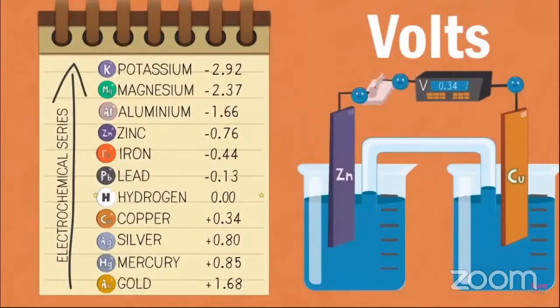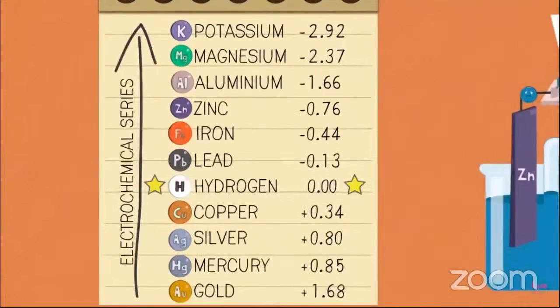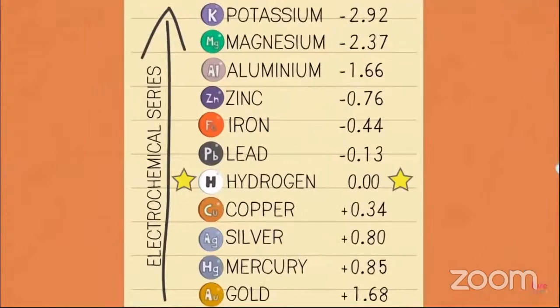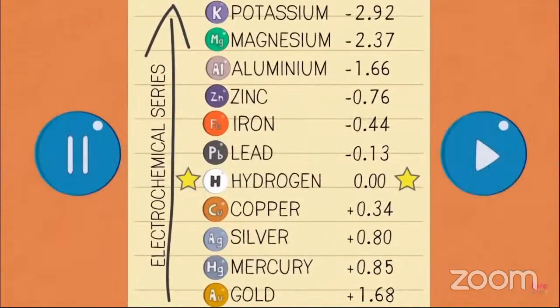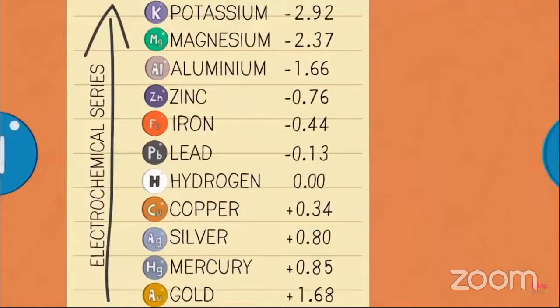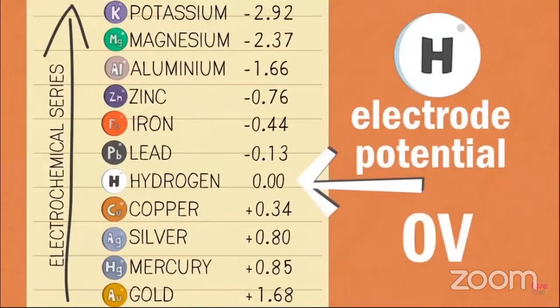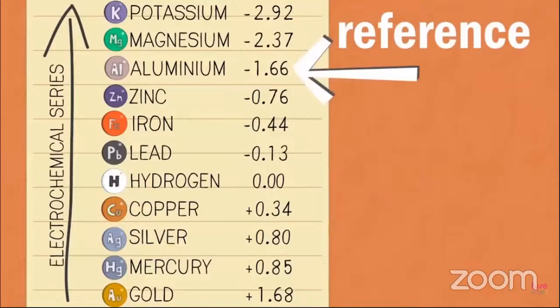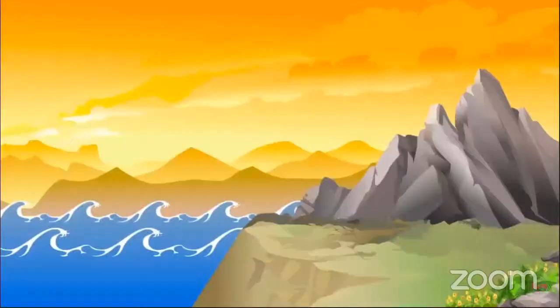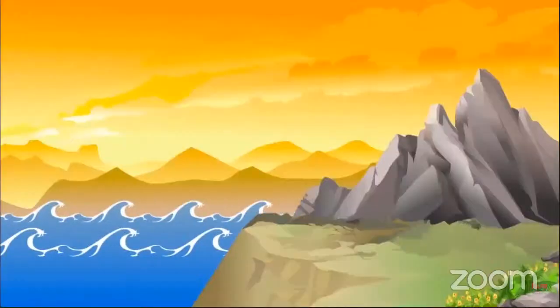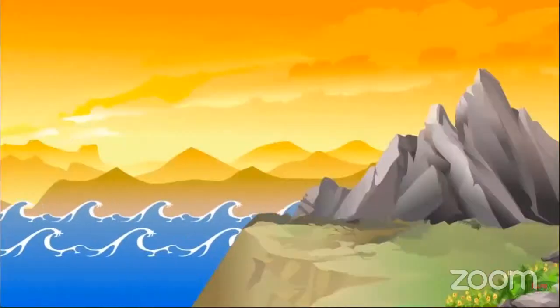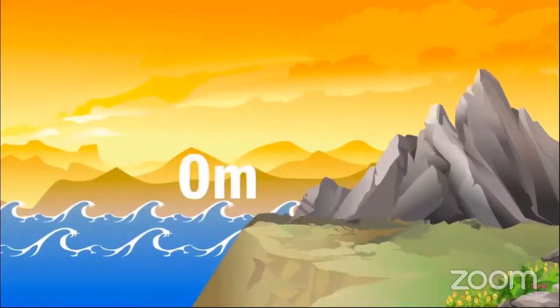What do you notice about hydrogen's voltage, and what is the significance of this? Pause the video and continue when you are ready. The answer is that hydrogen has an electrode potential of 0 volts. The significance of this is that it acts as a reference. All other electrode potentials are measured against this value. It's a bit like the heights of a mountain, which are relative to the sea level. The sea level is given a height of 0 meters.